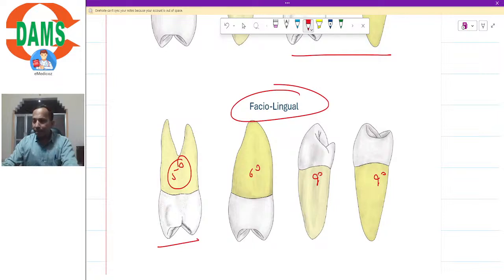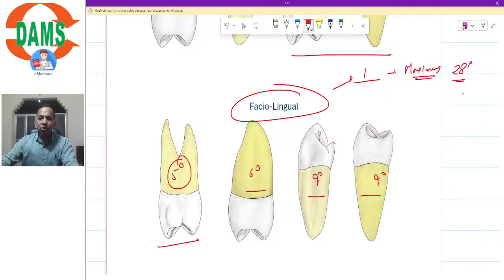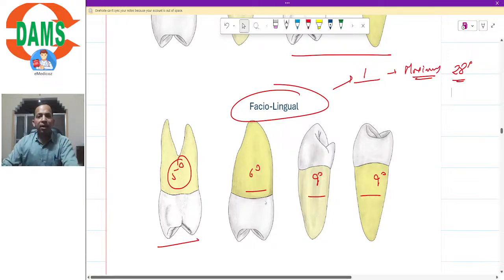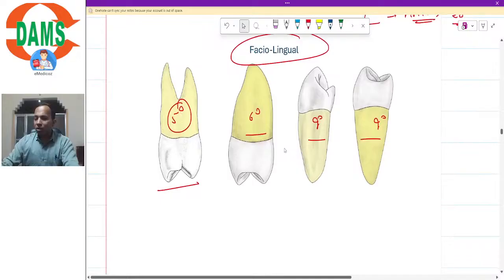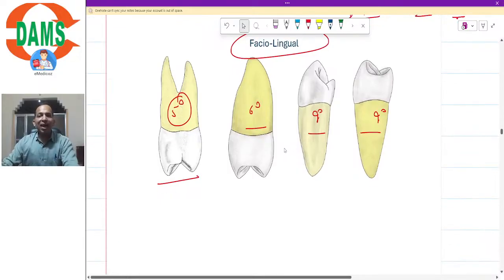Is it clear? So maximum faciolingual inclination would be that of maxillary central incisor. It has maximum faciolingual inclination, approximately 28 degrees, right? As we move posteriorly, the faciolingual inclination decreases till we reach the premolars. Again, it increases in the molars, right? So this was about the faciolingual and mesiodistal inclination.